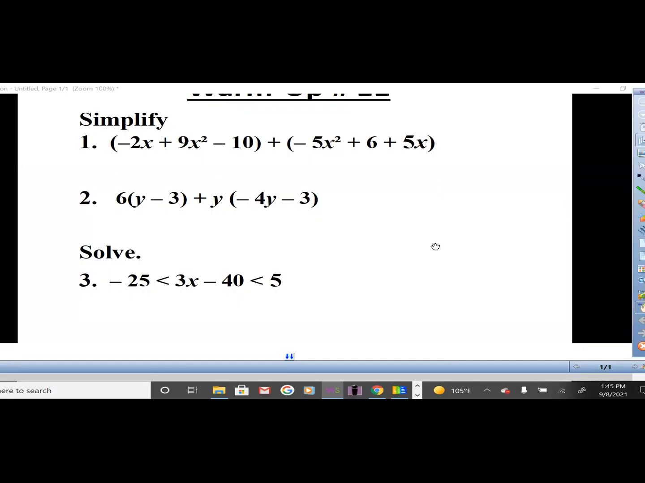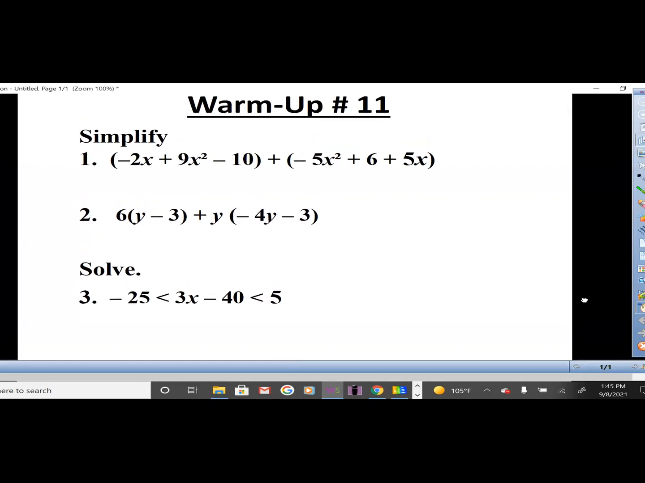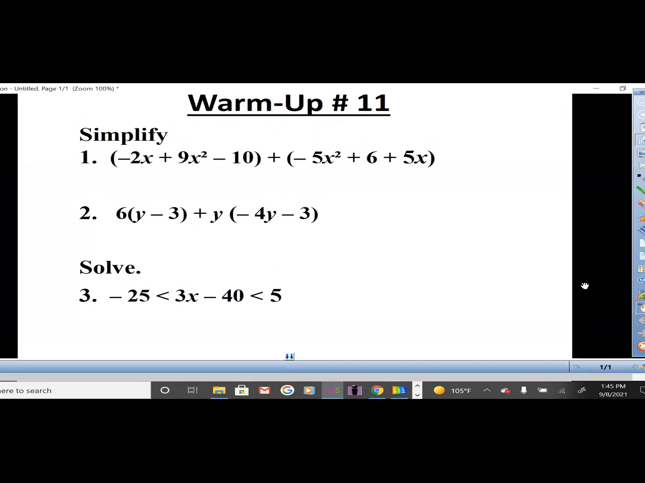All right, so warm up 11 reads as follows. Simplify number one, number two. Number one reads: parentheses negative 2x plus 9x squared minus 10, close parentheses, plus open parentheses negative 5x squared plus 6 plus 5x, close parentheses. Let me go over that one.